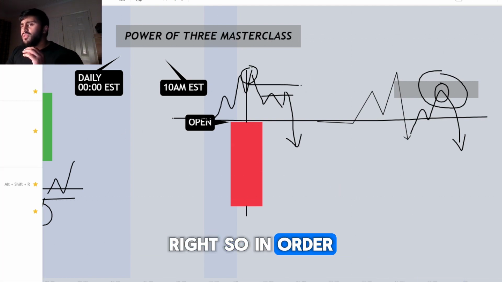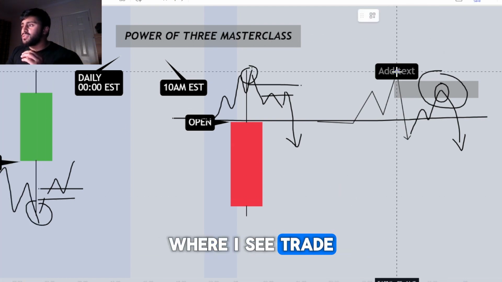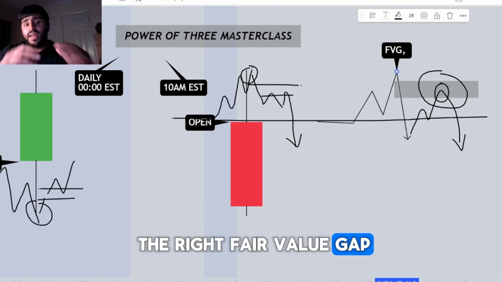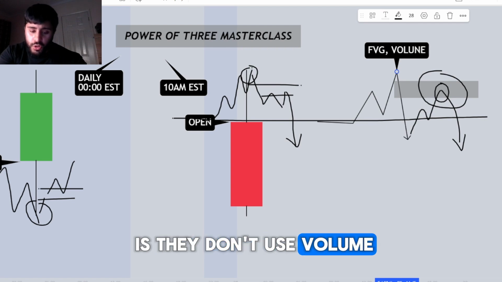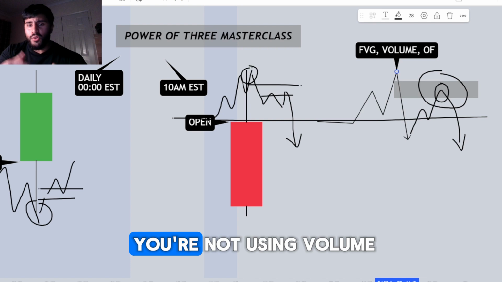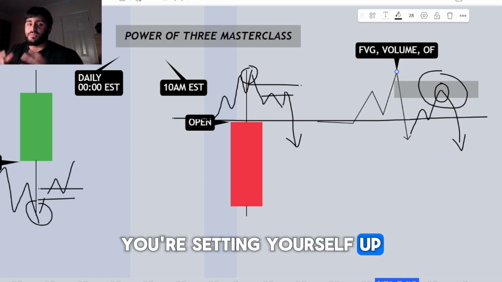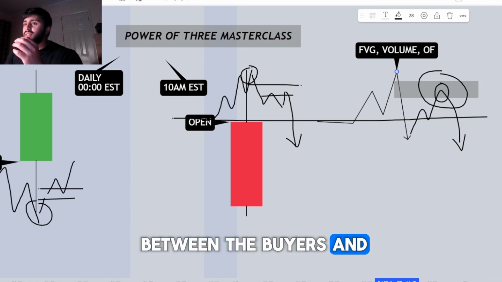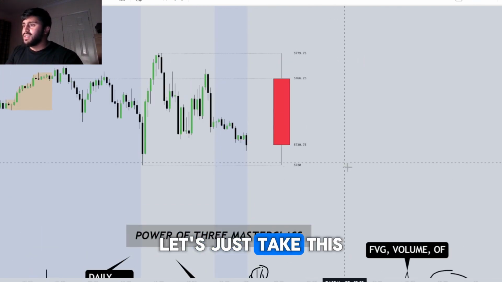In order for you to catch the high of the day, where I see traders going wrong is that there are a few things. First of all, they don't trade off the right fair value gap. And the second thing is they don't use volume and order flow to determine where that high of the day is going to be. If you're not using volume or order flow, you're setting yourself up to fail because you don't actually understand who is in control between the buyers and the sellers, right? So with that being said, let's just take this to the charts right now.